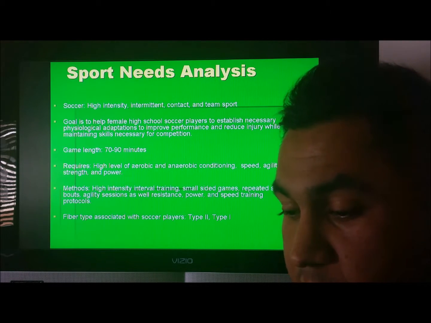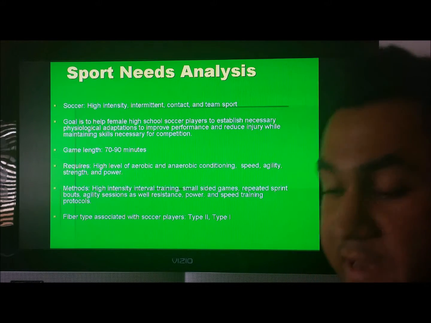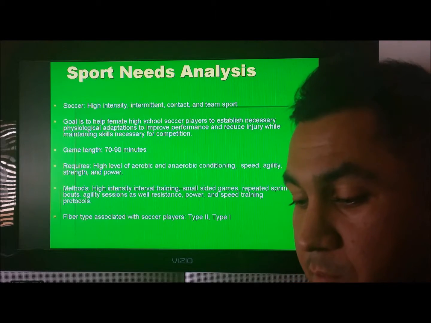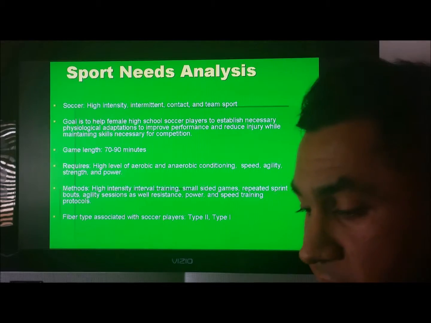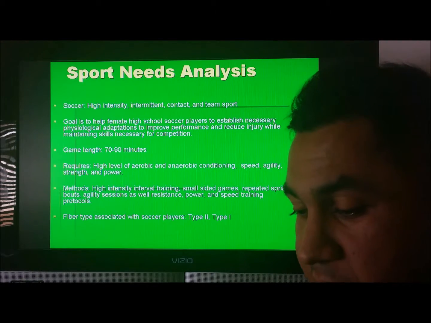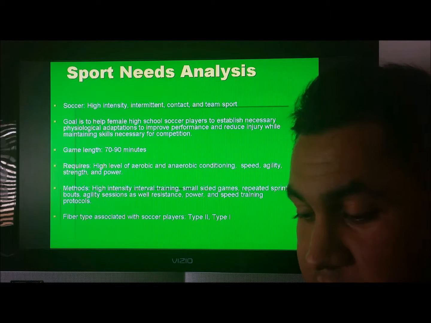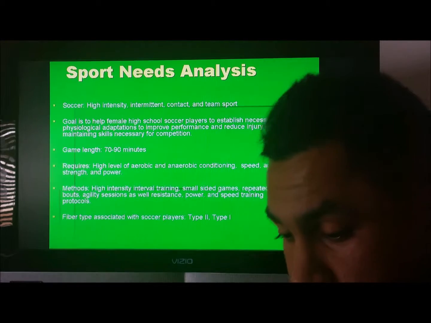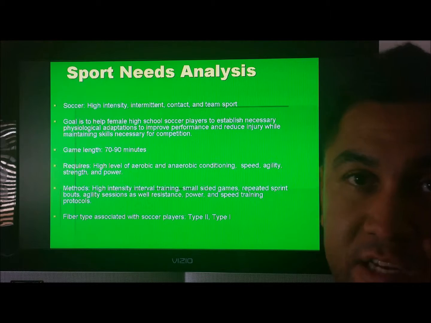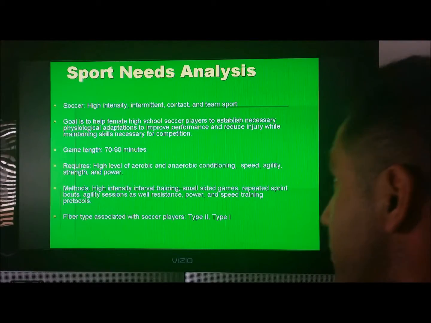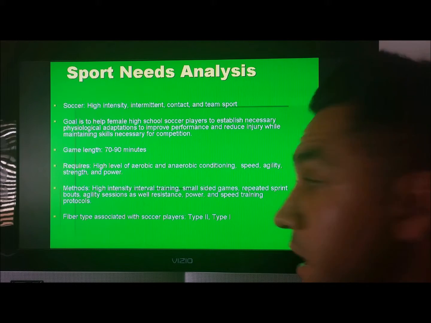So I'm going to talk about the needs analysis for soccer. It is a high intensity, intermittent contact and team sport. The goal is to help female soccer players establish the necessary physiological adaptations to improve performance and reduce injury while maintaining skills necessary for competition. Game length is typically 70 to 90 minutes. It requires a high level of aerobic and anaerobic conditioning, speed, agility, strength, and power.